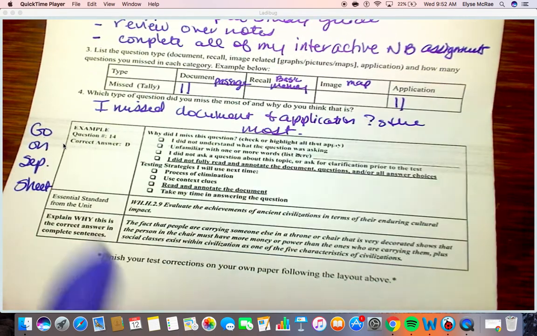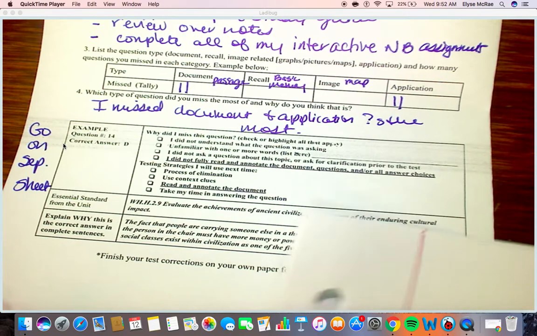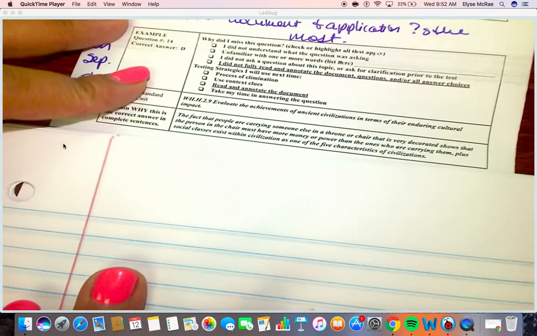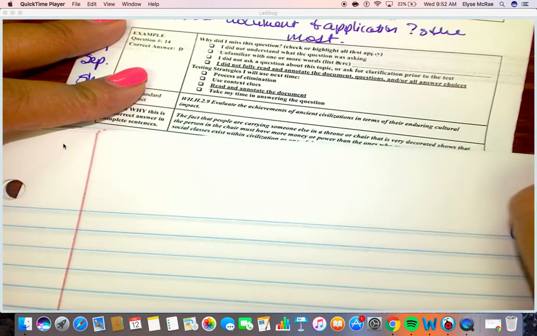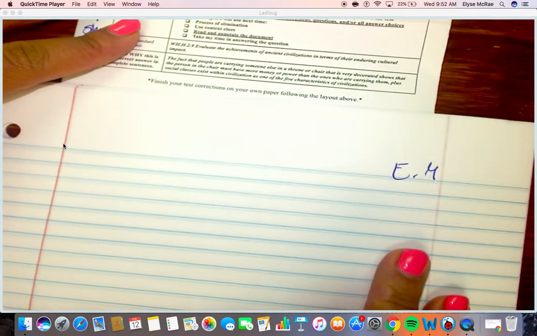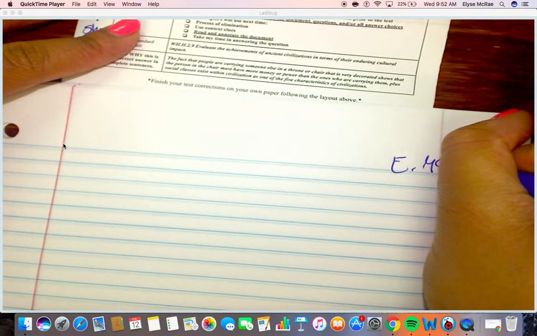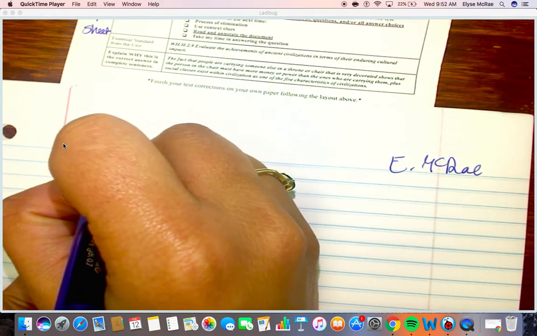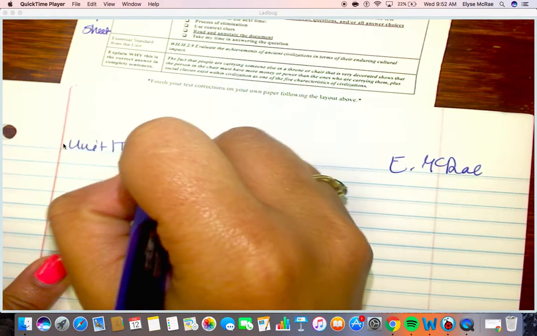So what you will do on your separate sheet of paper is you will set your paper up just like this box right here. And so Ms. McRae is going to put E. McRae right here just in case this paper ends up getting separated from this front page, but it shouldn't. And I'm going to put Unit 1 test corrections.